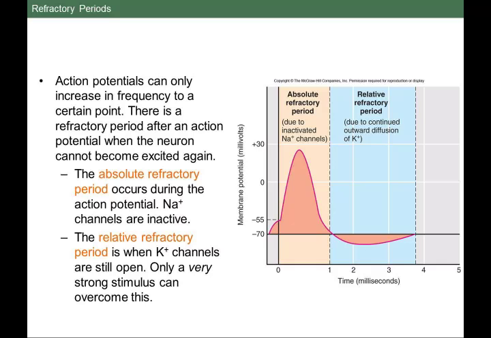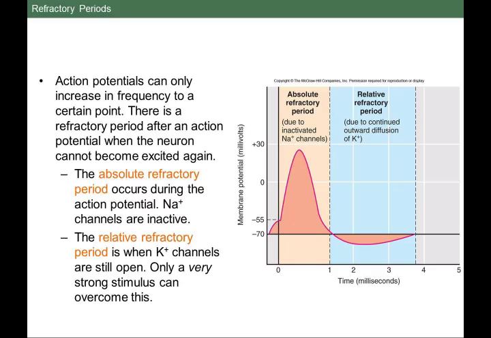So the reason why they're unidirectional, again, has to do with this refractory period. So there's two refractory periods. There's the absolute and the relative. The absolute really is just to say you're not going to have an action potential while you're already having an action potential. The relative refractory period has to do with the fact that there is hyperpolarization going on.